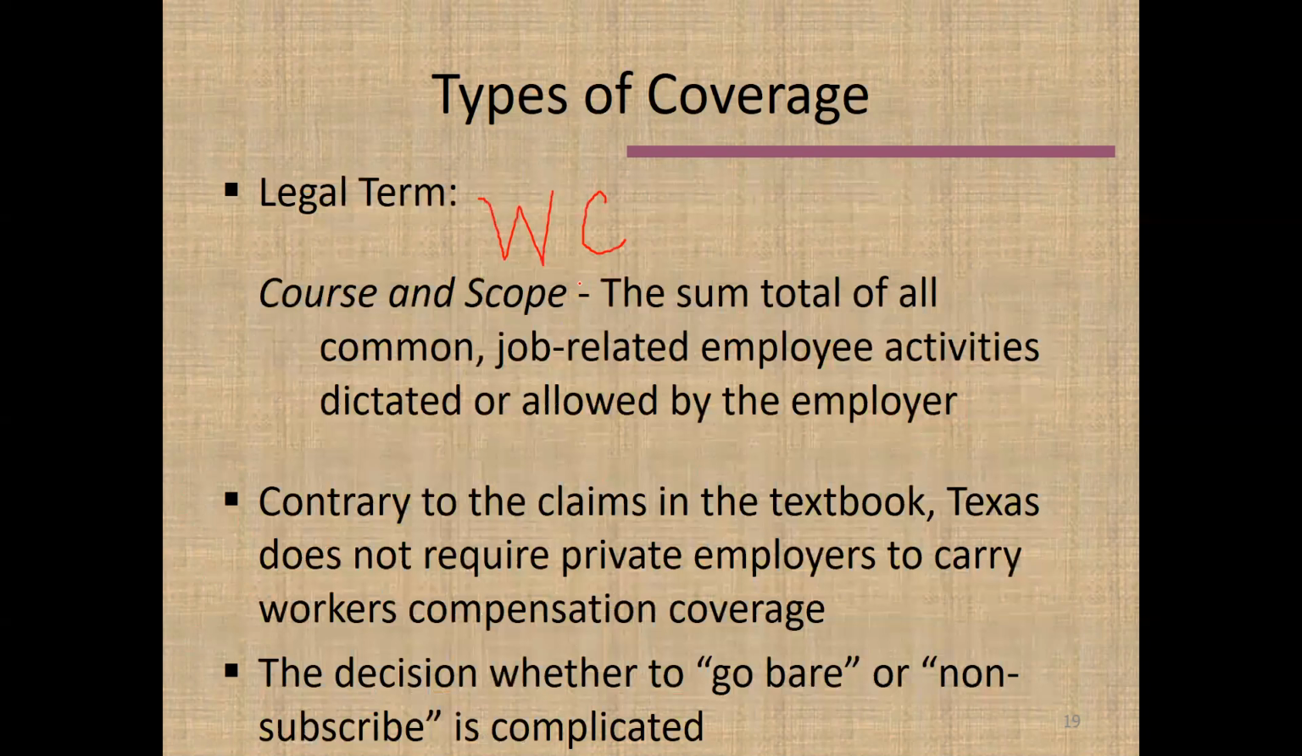In order for a workers' compensation claim to be effective, the worker had to have been working within the course and scope of his or her duties at the time of the injury. And what does course and scope mean, by the way? This is a term of art. You'll see this all over the place in employment law. And that is all of the stuff that that particular employee does that he was directed to do by the employer or that he or she was permitted to do by the employer.